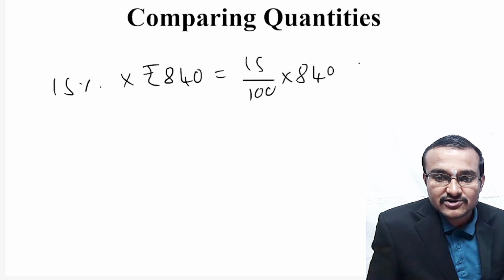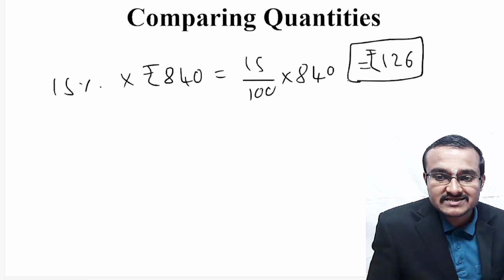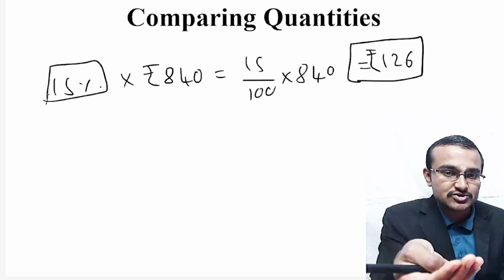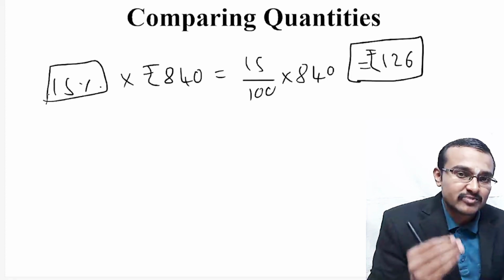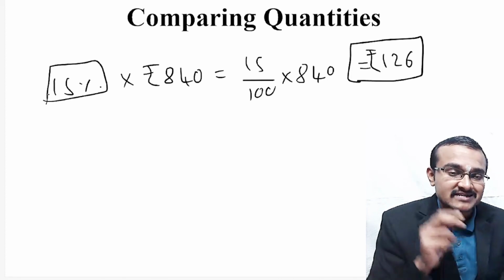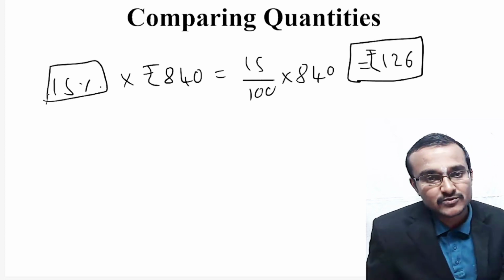So 15 by 100 into 840 will be 126 rupees. So 126 rupees is the discount and 15% is the discount percentage. This is how you should find the discount price using the discount percentage, or you can find the discount percentage using the discount value which is there.